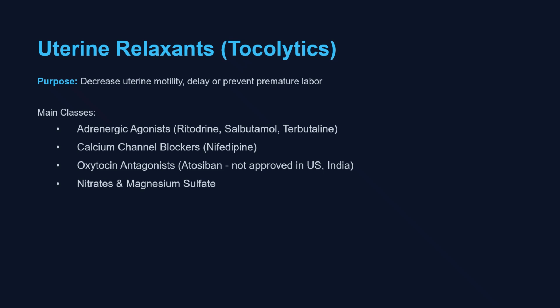Before this slide we saw uterine contraction, the stimulants. Now we are going to see the uterine relaxants. The main motto of uterine relaxation is to decrease uterine motility, which delays or postpones the labor. This is very important for premature labor, where the baby might otherwise be delivered prematurely, and where there is a threatened abortion.